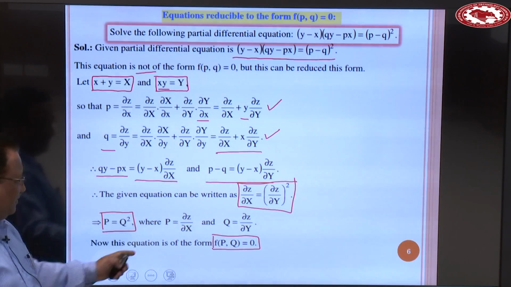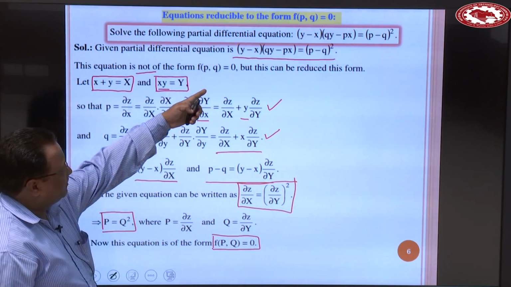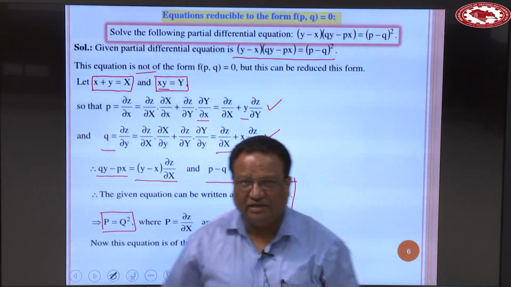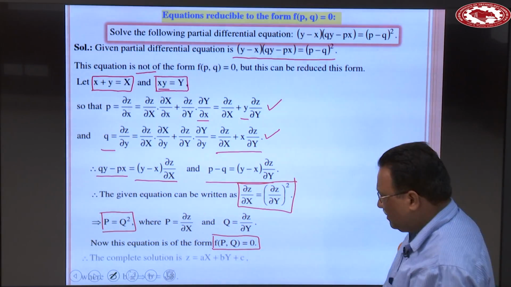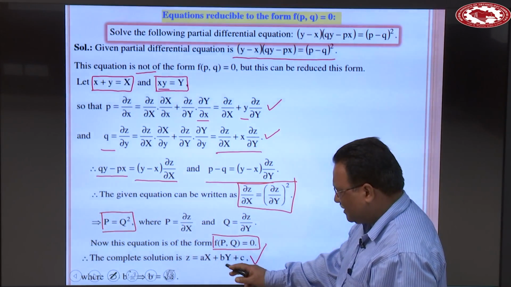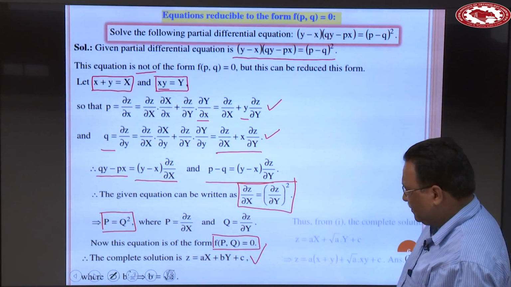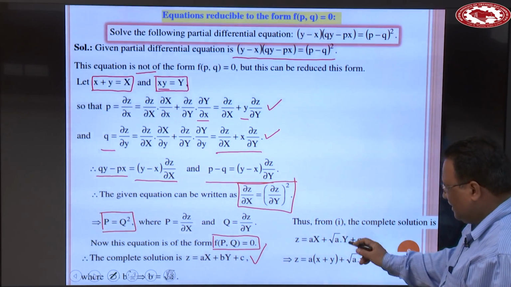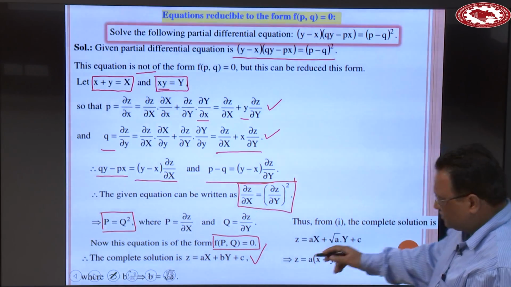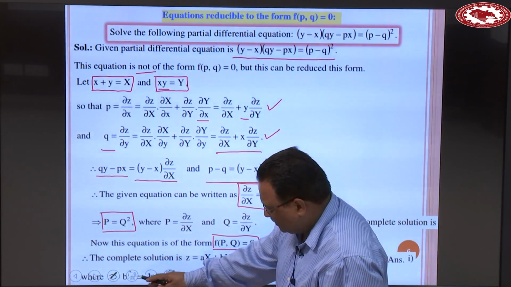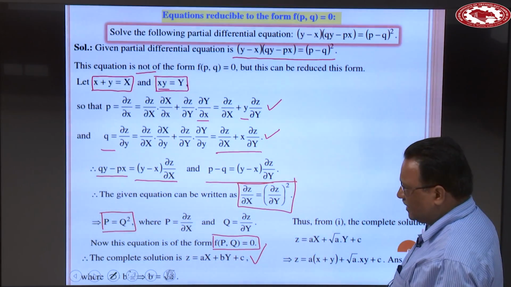Now when this differential equation reduces to this standard form, function of PQ is equal to 0, then you can solve this type of problem. Then the complete solution is obviously z is equal to a capital X plus b capital Y plus c. And from 1, the complete solution is z is equal to ax plus under root a y plus c. So from this relation, calculate the value of b.